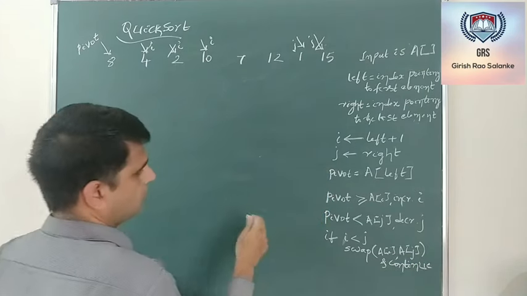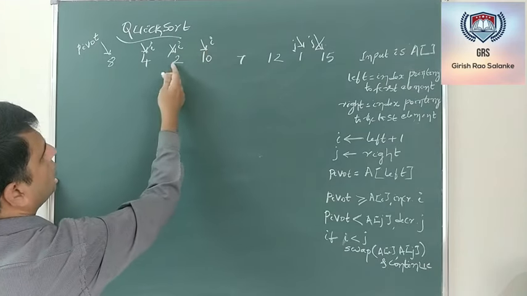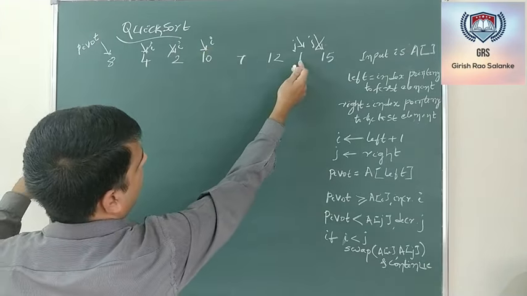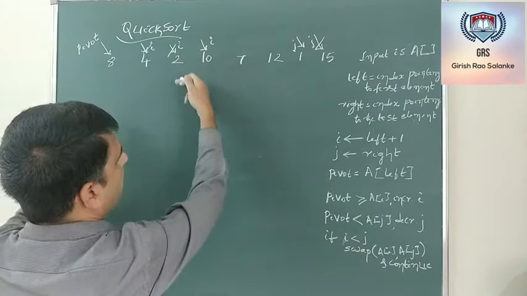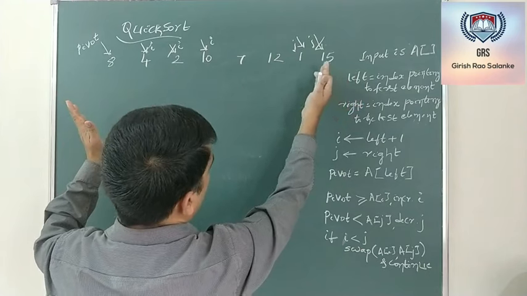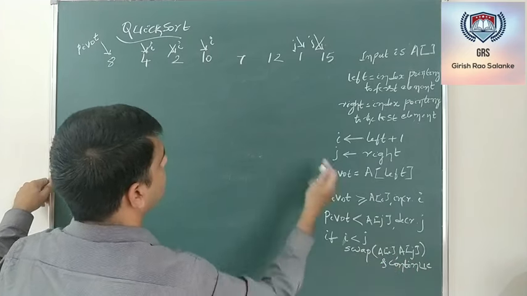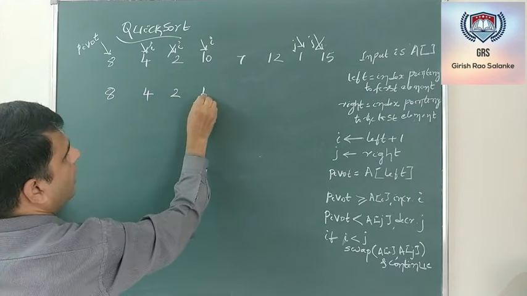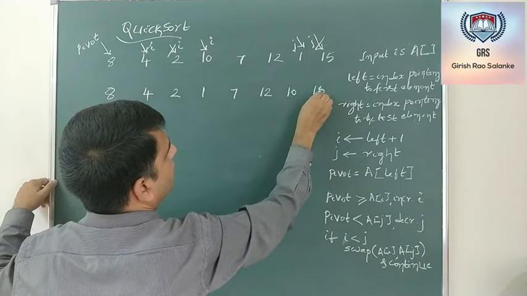Now, what is the value of i? i is 3 and j is 6, which is the index. So is i less than j? Yes, i is on the left-hand side and j is on the right-hand side. In that case, you need to swap a of i and a of j and continue. So 8, 4, 2, 1, 7, 12, 10, 15.